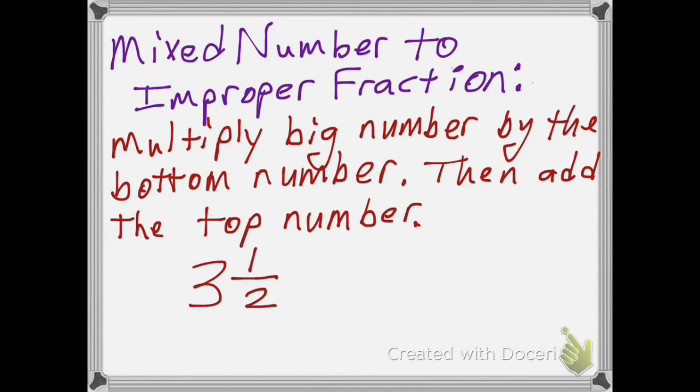So in the example here, we have 3 and 1/2. We're going to take the 3. We are going to multiply it by 2. Then we are going to add the top number. 3 times 2 is 6, plus 1 is 7. So this is going to be 7/2. Simple enough. So we multiply the big number by the bottom, add the top.